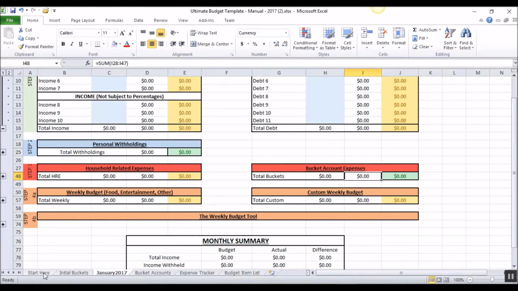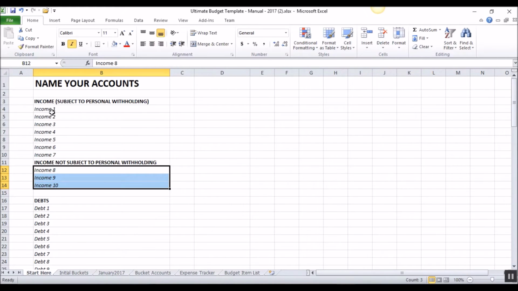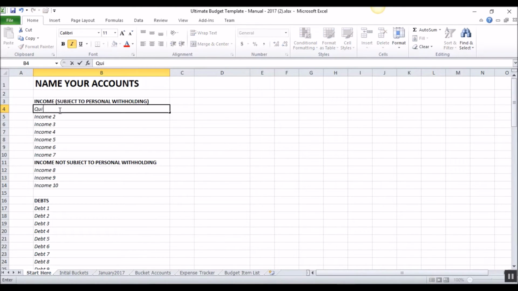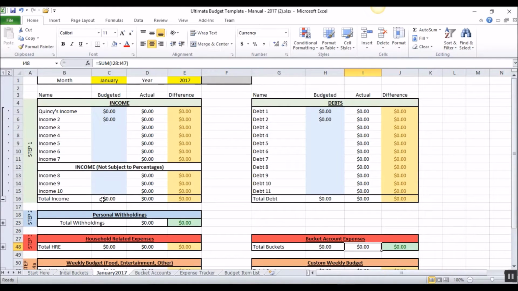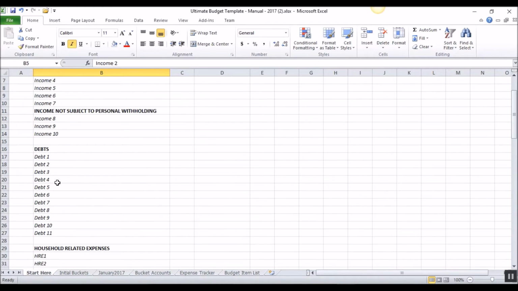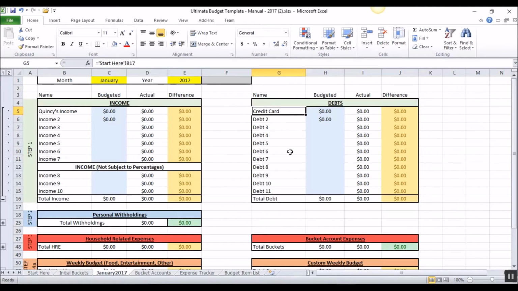What you'll do is you'll always go back to the Start Here tab and you will change it here. So I'll put Quincy's income. And once I do that, I can roll over to the January tab and I see that Quincy's income is now a part of the income. For my debts, I'll put credit card. And if I jump back over, I can see that it's credit card. And this will roll throughout the budget template.